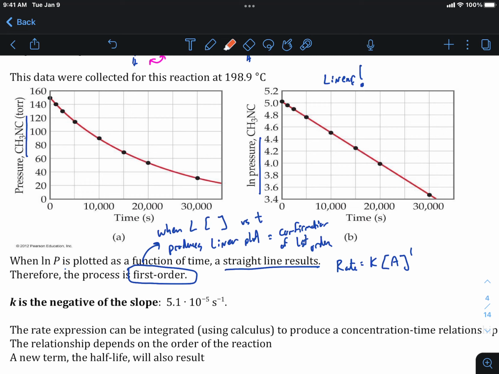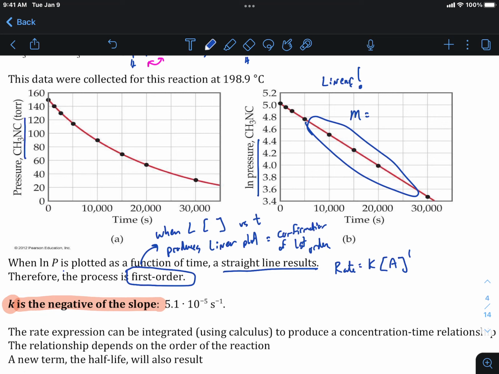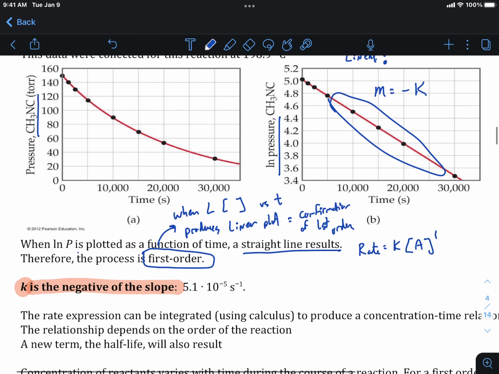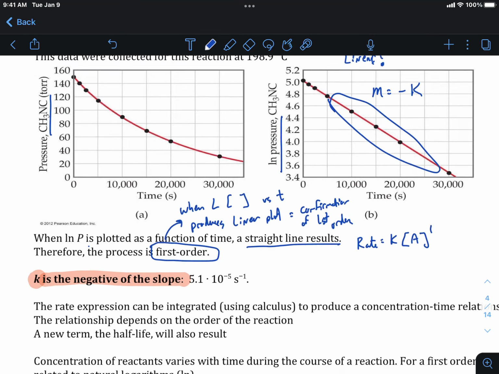Additionally, the k value, the rate constant, is the negative of the slope, is the opposite of the slope. So the slope of this line right here, right, m is equal to the opposite of the rate constant. So by doing this, you are both confirming that this is first order, and you are obtaining what the rate constant value is. So clearly you see the slope is negative, so the opposite of a negative slope means you get a positive value for the rate constant. All right?